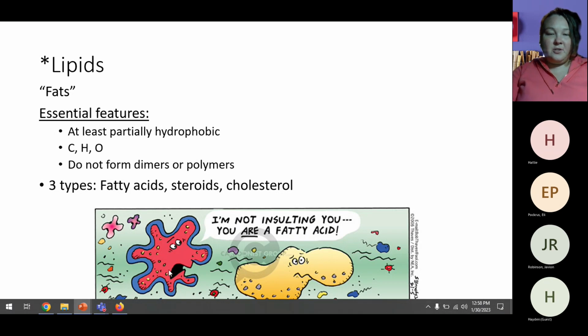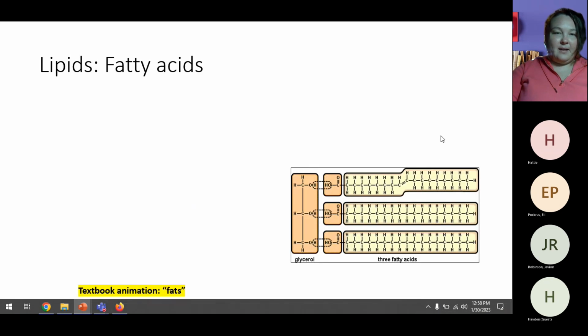I found this great cartoon where one amoeba is talking to the fatty acid, and he says, "I'm not insulting you. You are a fatty acid." And the fatty acid is not happy about that.